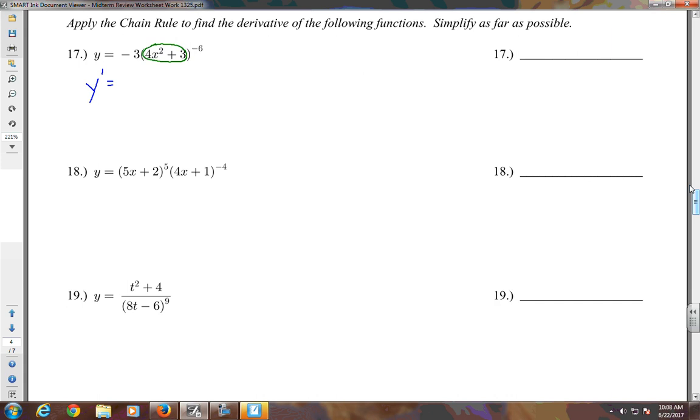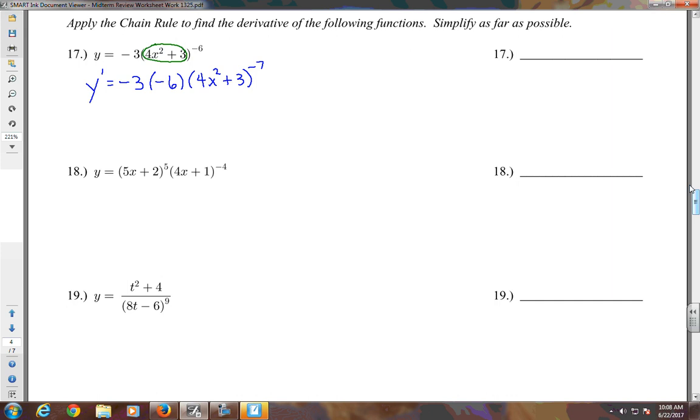So I'm going to pretend for a minute that I'm just applying the power rule. If I have negative 3 times something to the negative 6 power, I would filter that coefficient, negative 3, into the derivative, and then I'd apply the power rule to the next factor. The power rule says take the exponent down in front. For now, I'm going to keep the base the same, and then decrease the exponent by 1.